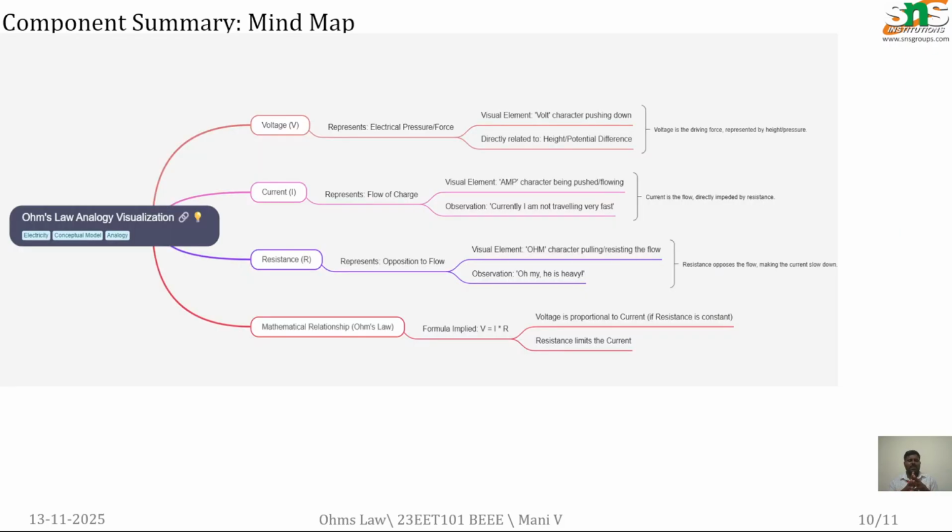This is the summary mind map. Ohm's law is mainly based on voltage, current, and resistance. Voltage is the pressure, potential, or force, current is the flow of charge, and resistance opposes the flow of electrons.